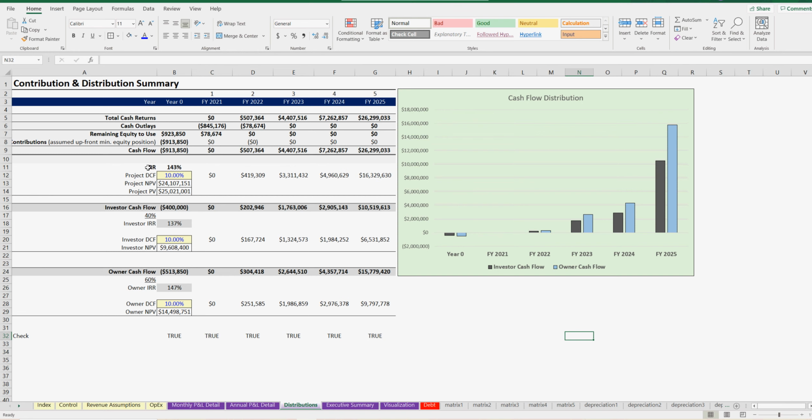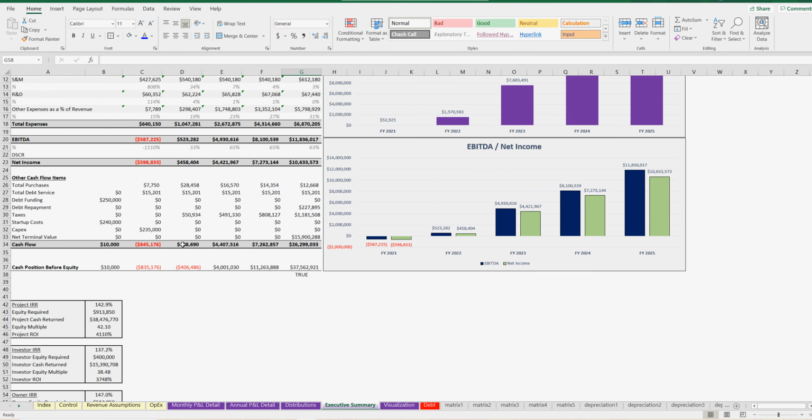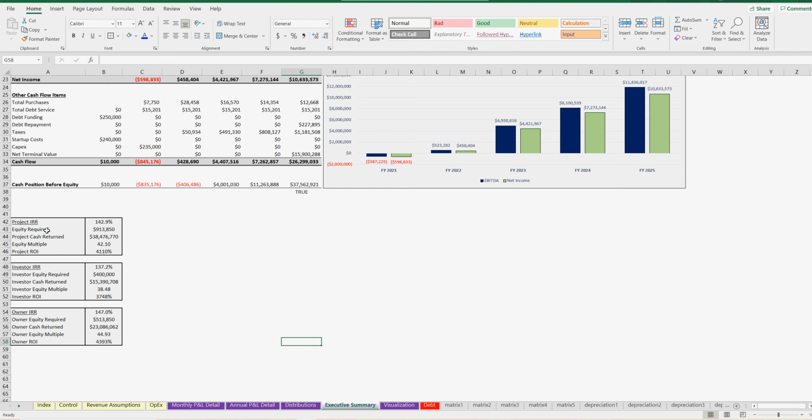And you can see on the project level, the IRR and discounted cash flow analysis, as well as on an investor and owner cash flow basis. I put a chart here to see the cash flows for investor versus owner over time. Executive summary does the project level financial forecast results for the key line items, so revenue, main cost items, EBITDA, net income, so you can kind of see everything in one shot here with some visuals. And then here's a summary of the project for equity, return, multiples, ROI for investor, owner, and the project.